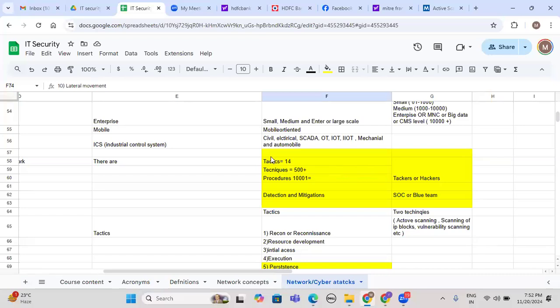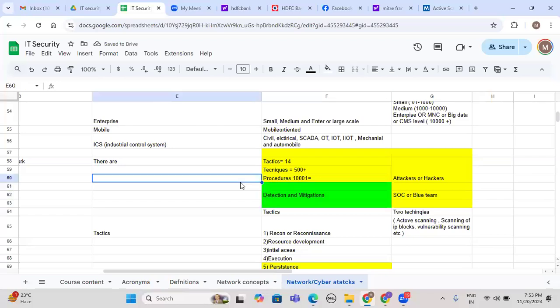So tactics, techniques, and procedures are all from the attacker side. The attacker or hacker can use them, and then there is detection and mitigation, meaning how to prevent the attack whenever it is happening. So that is the detection and mitigation part. Maybe I can give this one some other color. Okay, so that is about the overall Mitre attack framework.